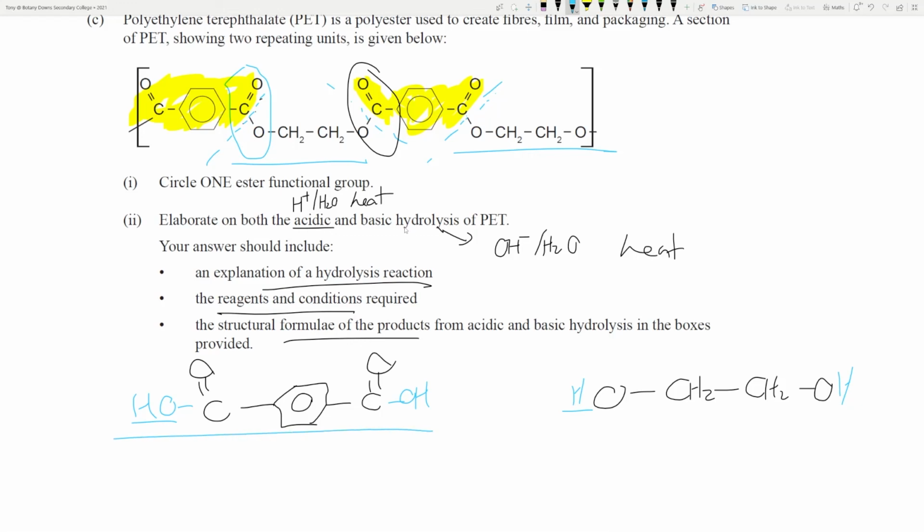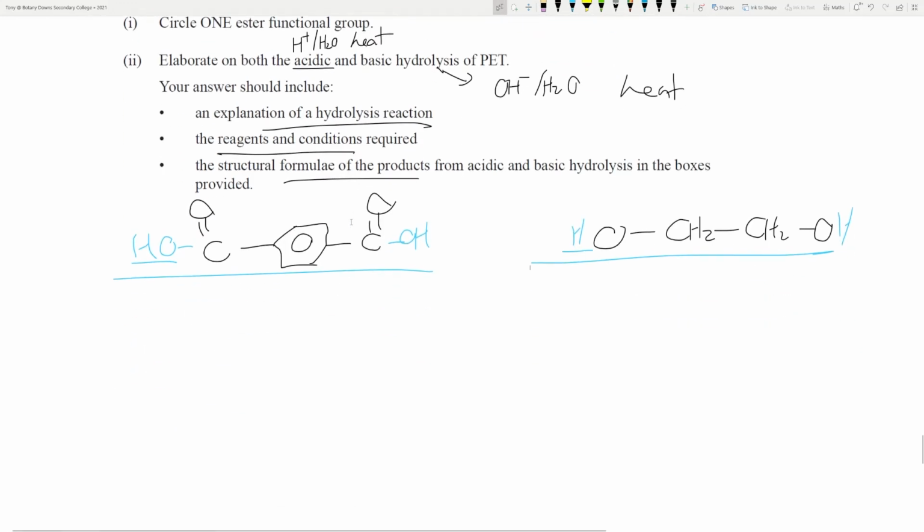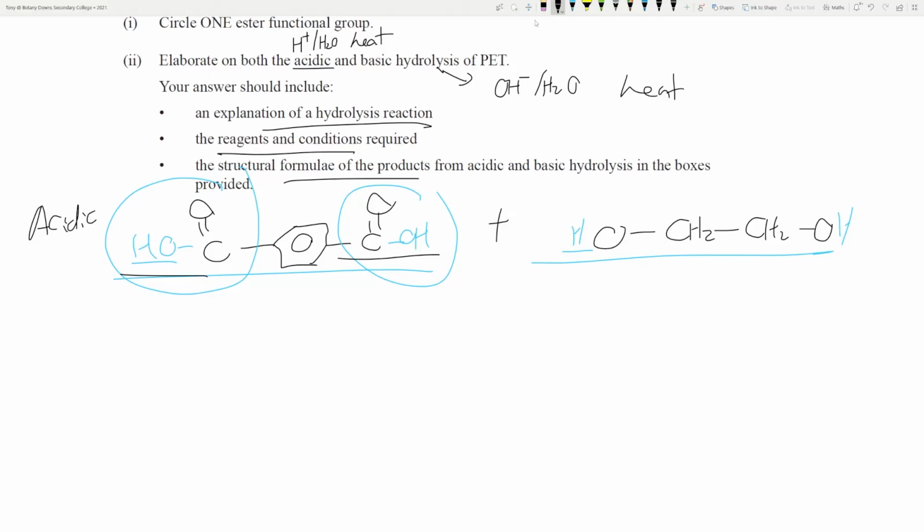So this is what the two monomers are, but then the thing is that with acidic condition, can you see that this is a carboxylic acid? So in acidic condition, you're just going to make these two, because they're not going to react with the acid. Acid doesn't react with acid. This is neutral. They're not going to do anything.